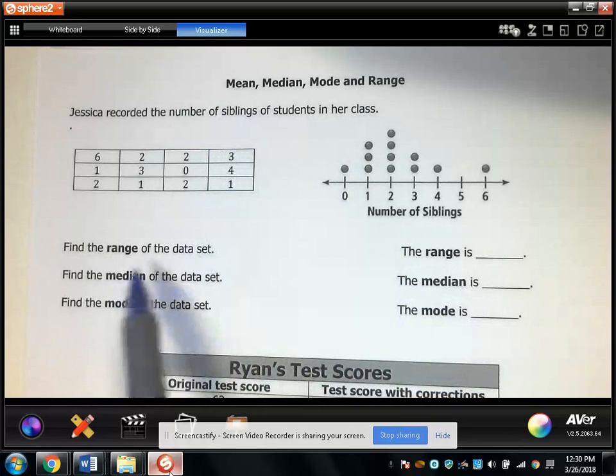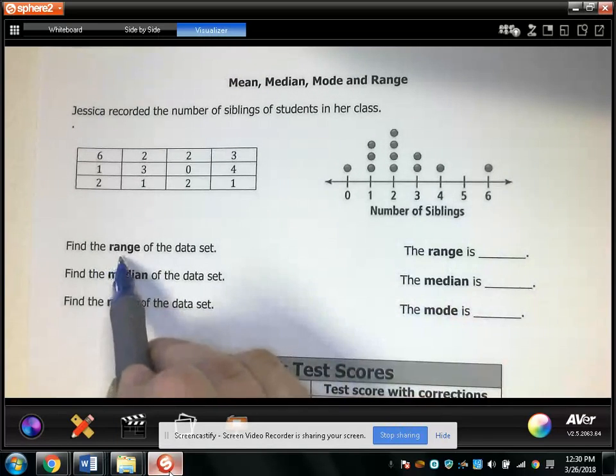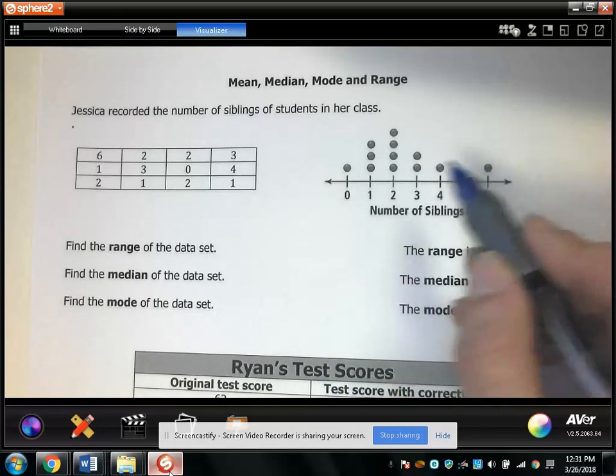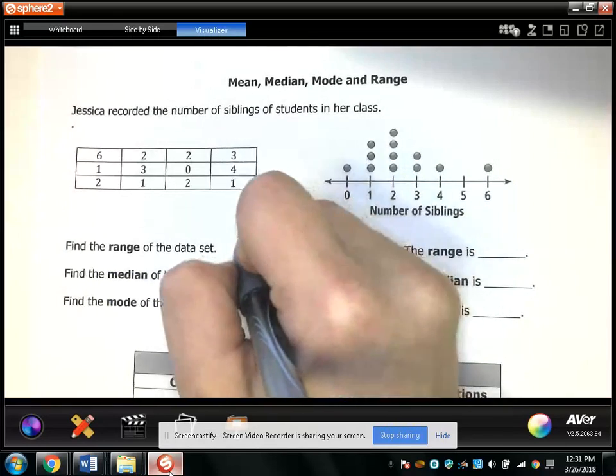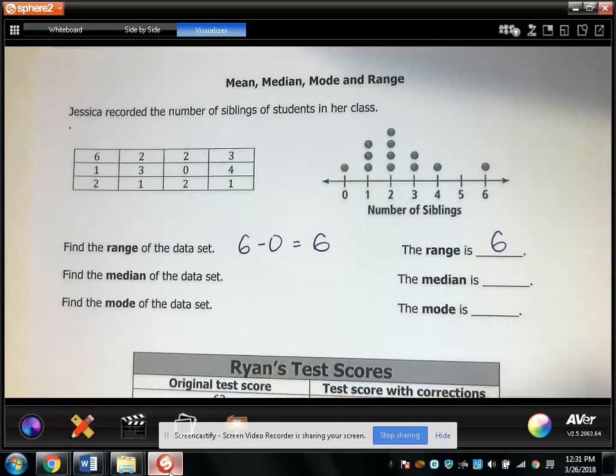Find the range of the data set, find the median of the data set, find the mode of the data set. So for the range, you're going to find the biggest number and subtract the smallest number. So the biggest number is 6, and the smallest number is 0. So I'm going to do 6 minus 0 equals 6. So the range is 6.